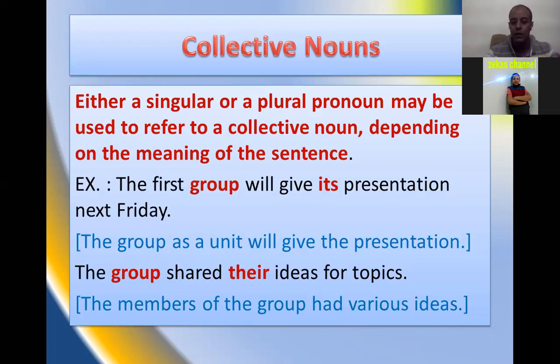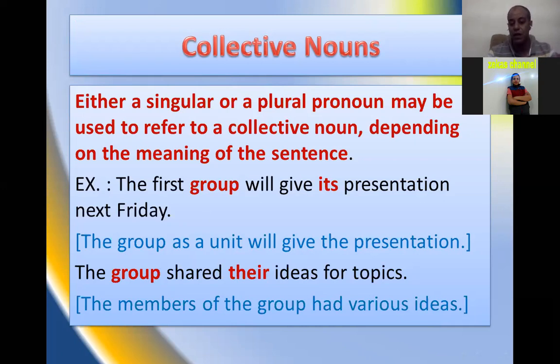So here, the group is used as one unit, all of the group together as one unit will give its presentation next Friday. So it's used as a singular. So we have to use "its" as the personal singular pronoun.